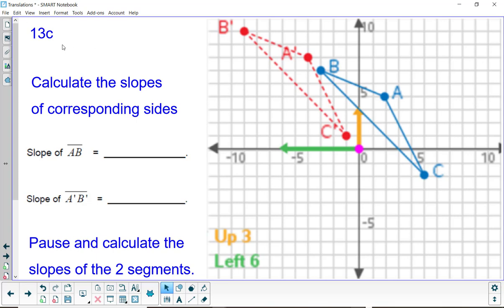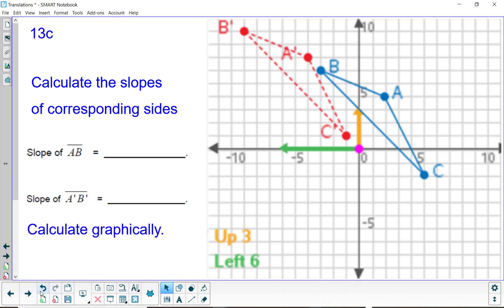Part 13C, you're asked to calculate the slopes of corresponding sides. I'd like you to find the slope of segment AB and the slope of segment A prime B prime. So go ahead and pause and calculate the slopes just of those 2 segments for now. When you're finished, hit resume. All right, so we're going to go ahead and calculate these graphically. We'll do these 2 sides and leave the other 2 sides for you to do in case you've forgotten.